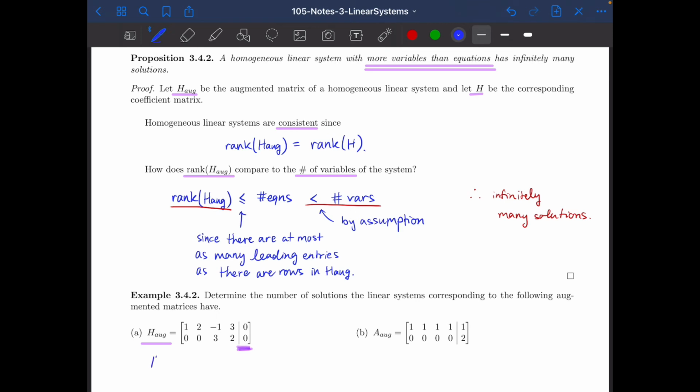Well, how many variables do we have? We have 4 variables. And how many equations do we have in this case? We have 2 equations. And so we have more variables than equations. By the proposition, we can conclude that the corresponding homogeneous linear system has infinitely many solutions.